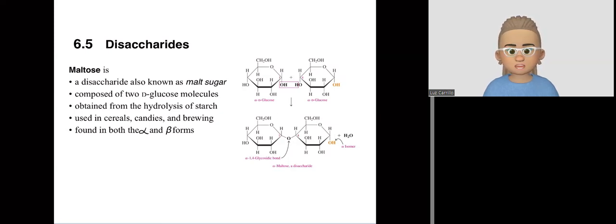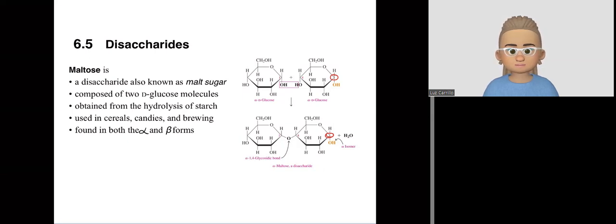Now, maltose can actually be found in alpha and beta forms because this molecule has an anomeric position, and I'm circling it to illustrate it. And since there is an anomeric position available, this is going to make the availability for maltose to be alpha and beta.